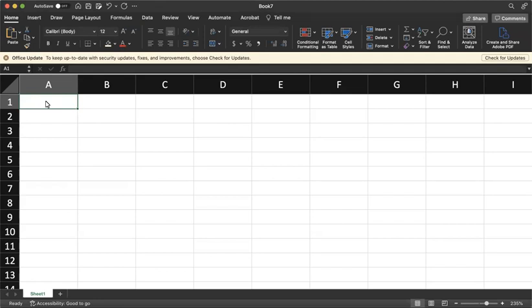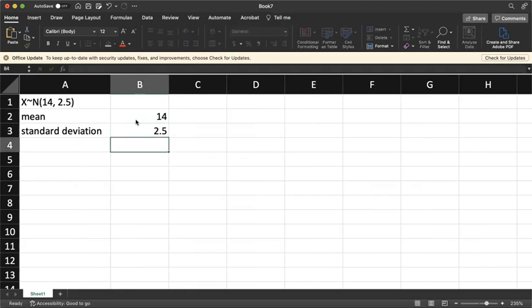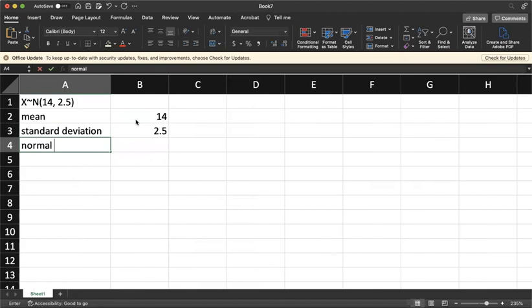The first one I'll just do quickly is the refrigerator one, just so you can see where that value came from. Let's say X is approximately normal. In this case, it was 14 and 2.5. So that's the mean and standard deviation. Here I'm going to type in mean and standard deviation so that we know what these values are. Right here, let's put 14. Here we'll put 2.5. And then here we'll do normal calculation.